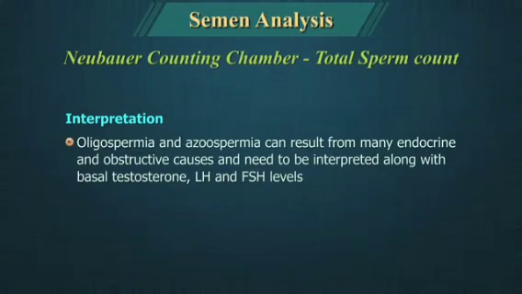Oligospermia and azoospermia can result from many endocrine and obstructive causes, and it needs to be interpreted along with the basal testosterone, luteinizing hormone, and follicle-stimulating hormone levels.